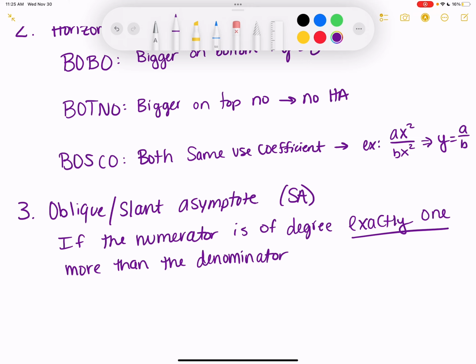Okay, if the numerator is of degree exactly 1 more than the denominator, then there will be a slant asymptote.